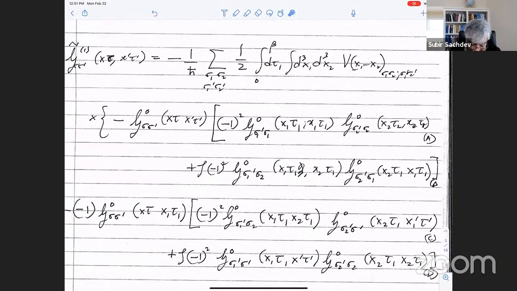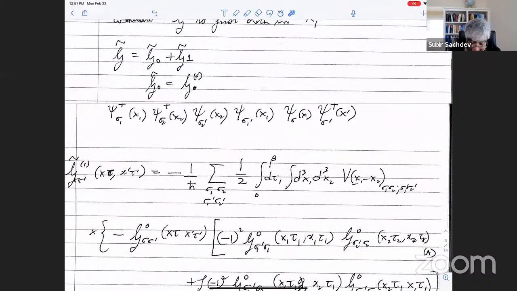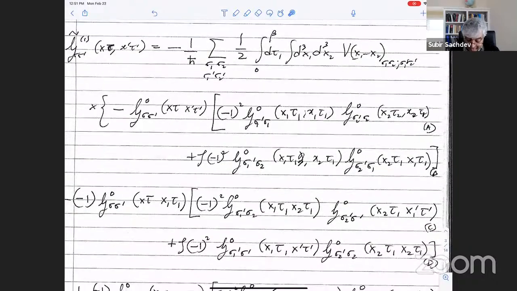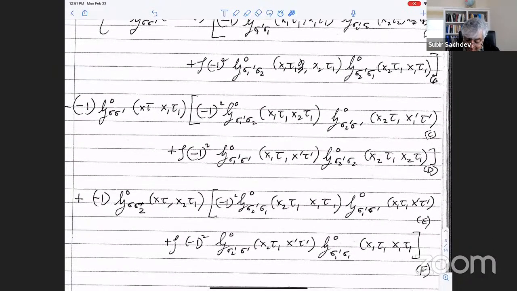Then you have term C. Well, okay, so that's X tau with X prime, X1 tau 1. So you're going to contract this with that. And now you have two other possibilities. And then finally you contract this with one of these. So you see there's six of them. Okay, just even writing them all with so many indices is extremely tedious. So A, B, C, D, E, F. Those are the results of the Wick's theorem expansion.